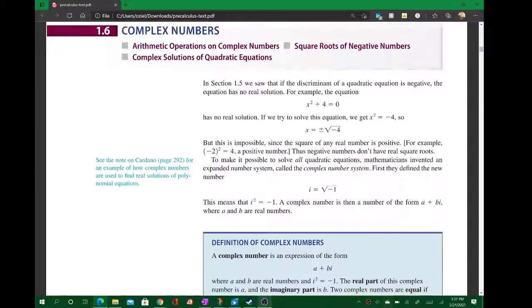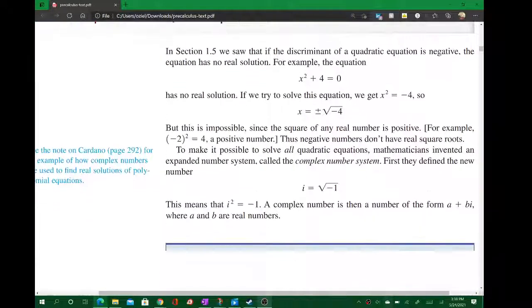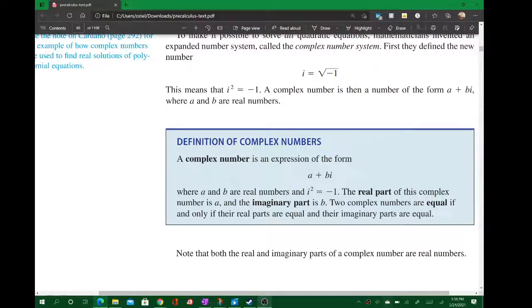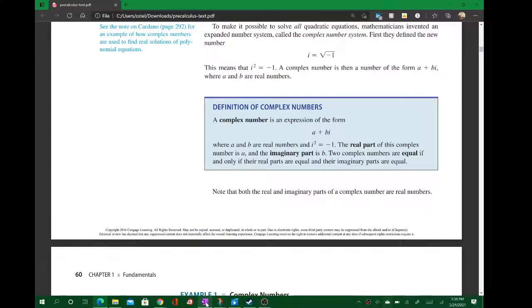So a complex number is any number of the form a plus bi. We know this, we learned this in college algebra. This is where a and b are real numbers, and i squared equals -1. The real part of this complex number is a, and the imaginary part is b. Two complex numbers are equal if and only if their real parts are equal and their imaginary parts are equal. So what does that mean, basically?